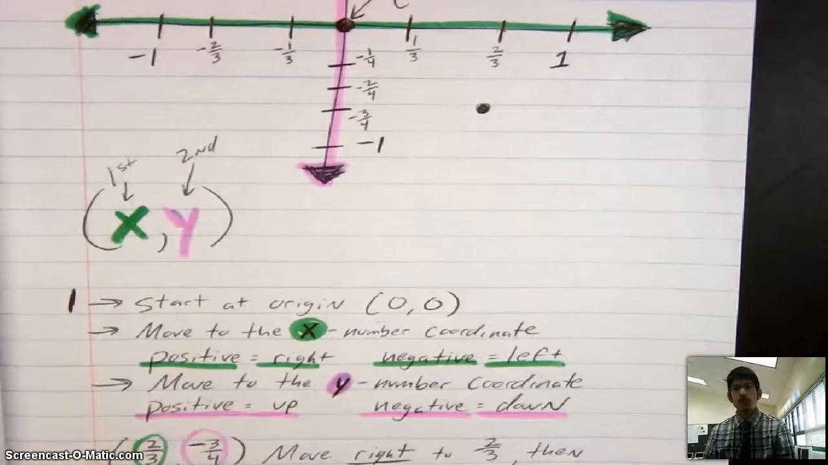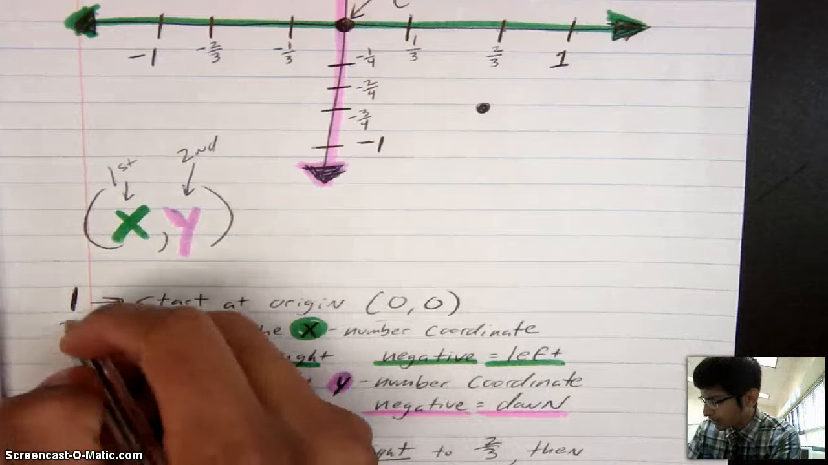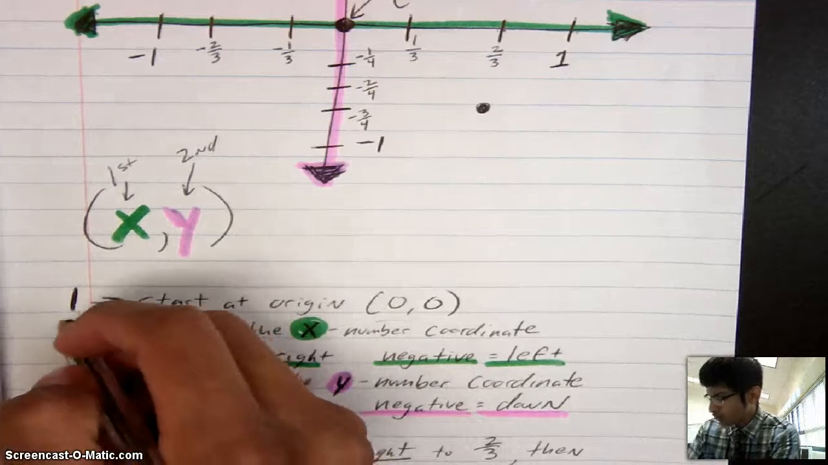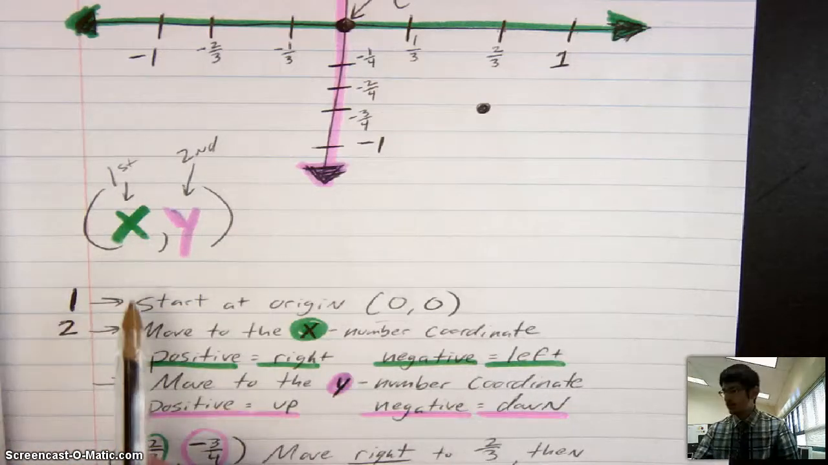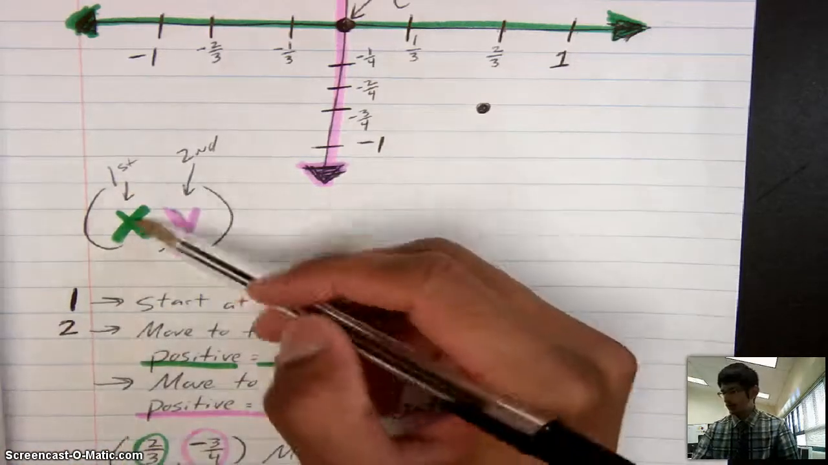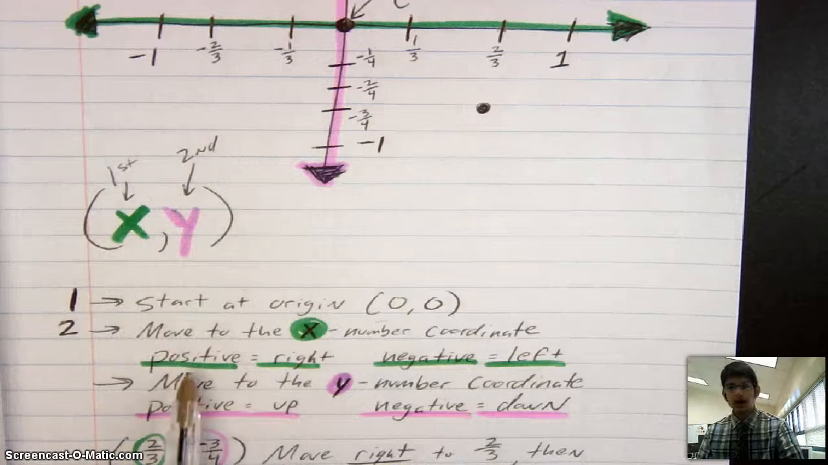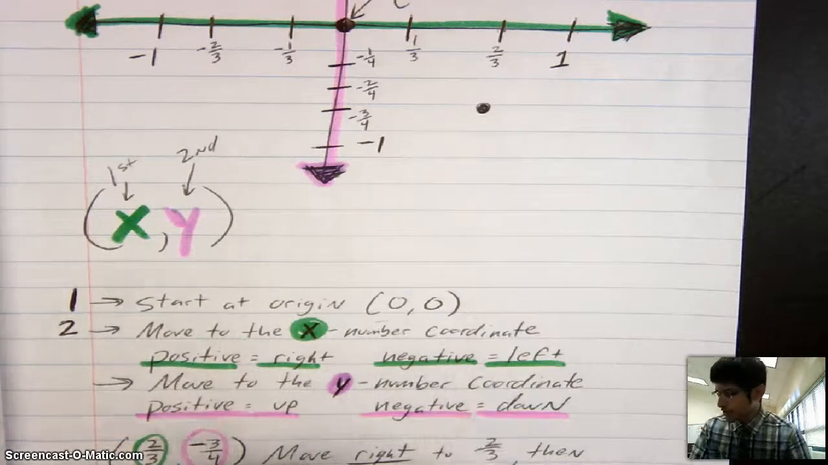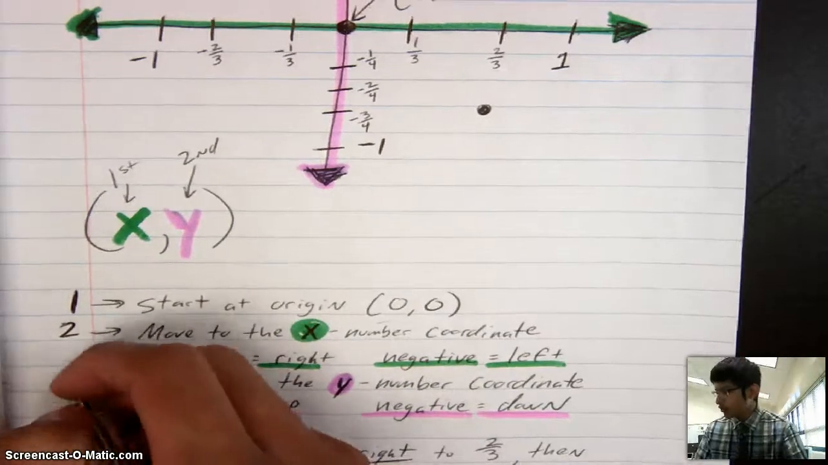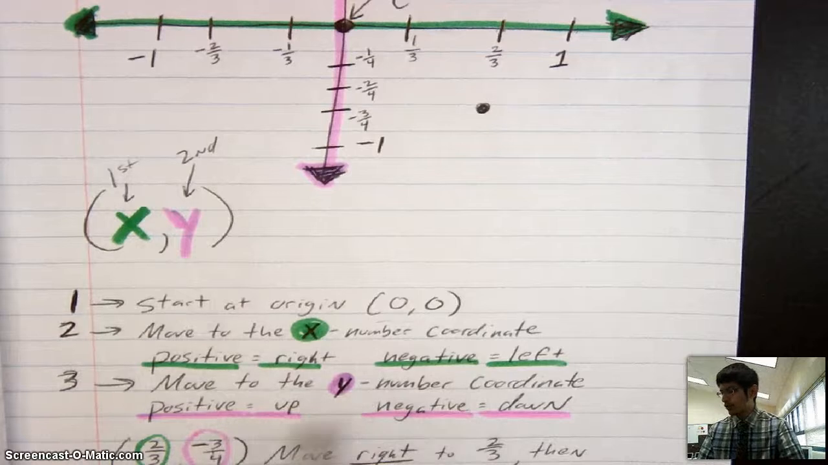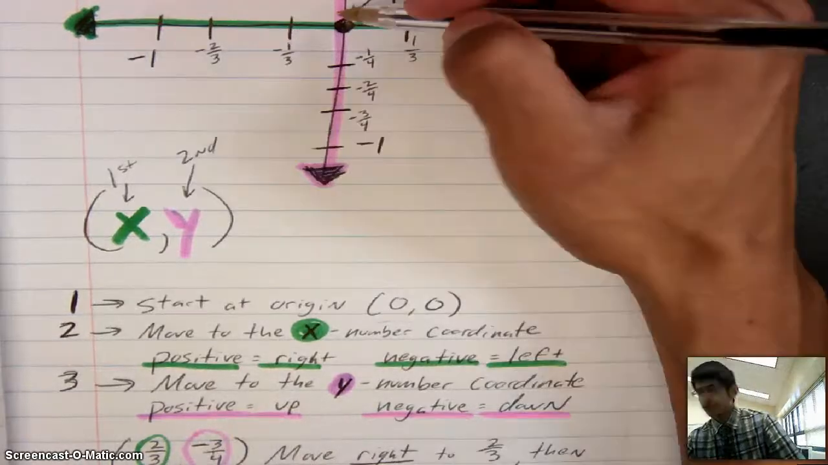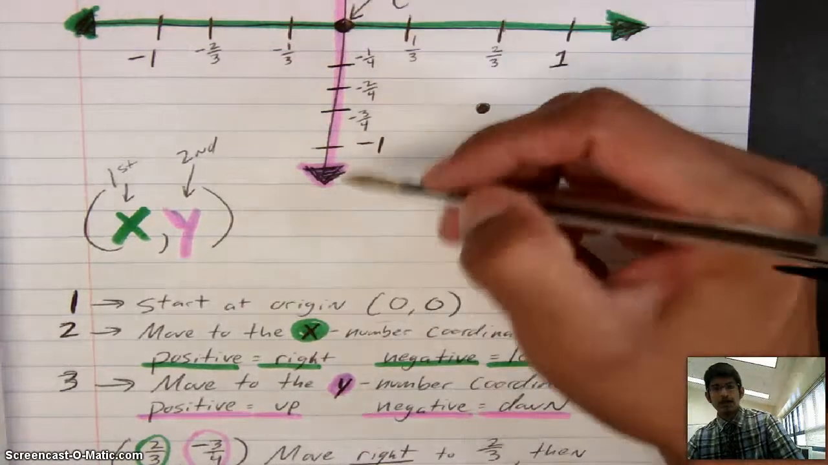The second thing we're going to do is move to the x numbered coordinate. You're always going to move to the x, this first number, first. The x goes first. That means left and right. The positive goes to the right, the negative goes to the left. The third thing you're going to do is move to the y number coordinate. On the y-axis, the positive numbers go up and the negative numbers go down.